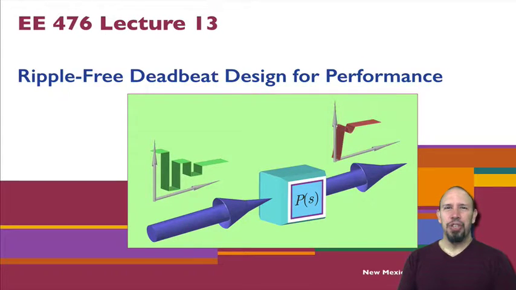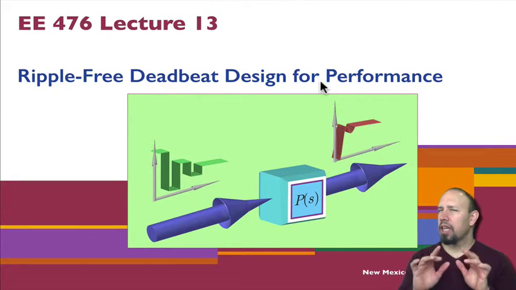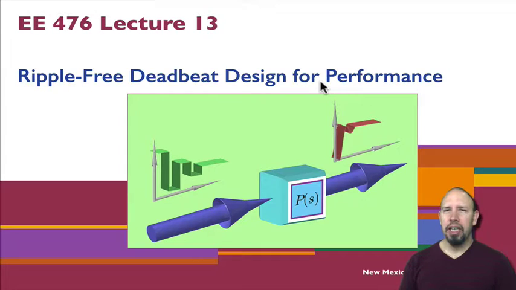Hi, this is Lecture 13, lucky number 13. In this lecture, we're going to be talking about ripple-free deadbeat design. We're going to continue our discussion on this, and we're going to focus primarily on performance in this lecture. We talked a little bit about performance last time, but just giving some basic examples.